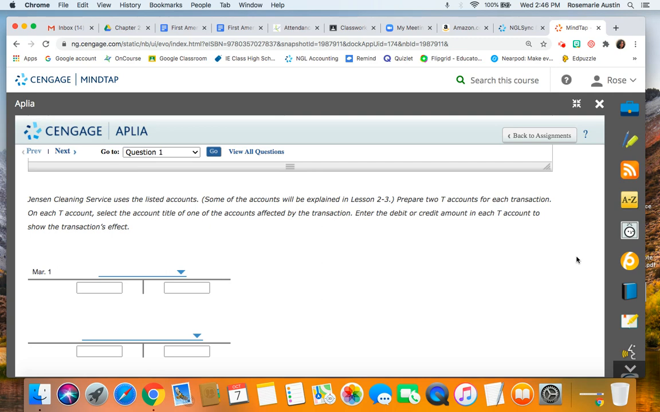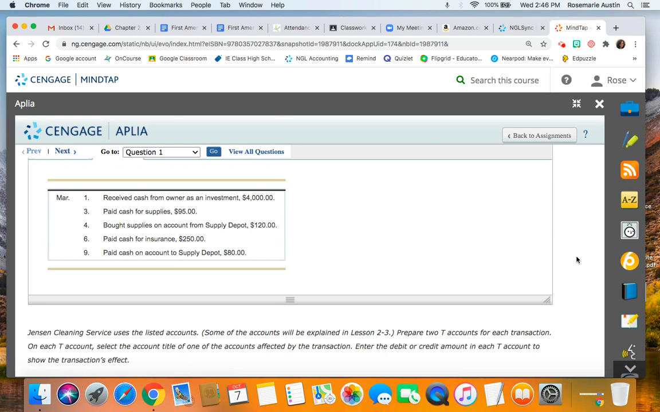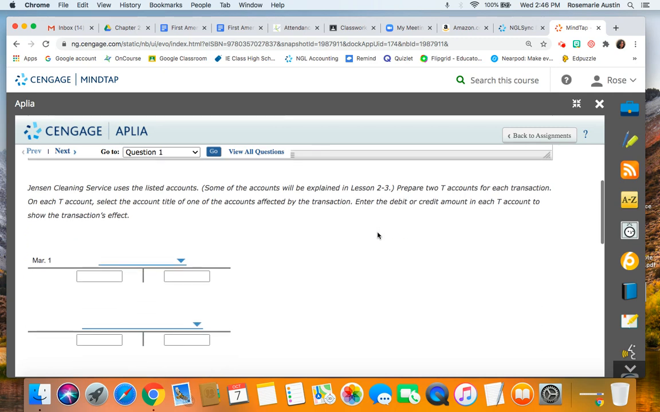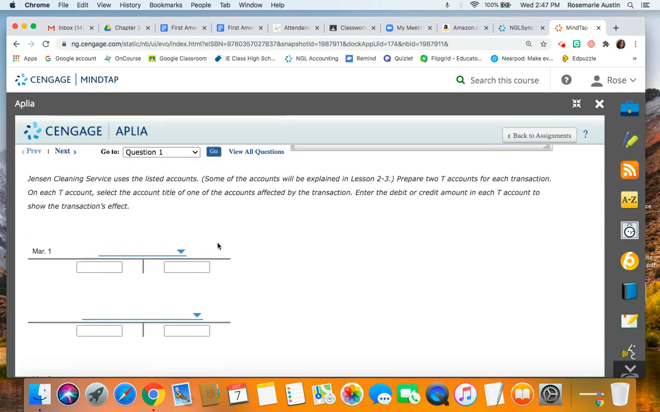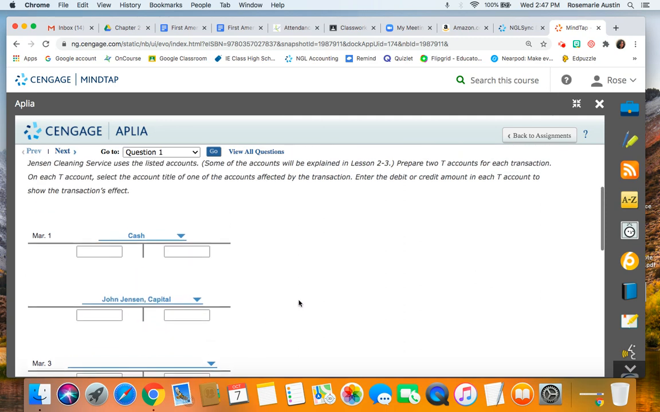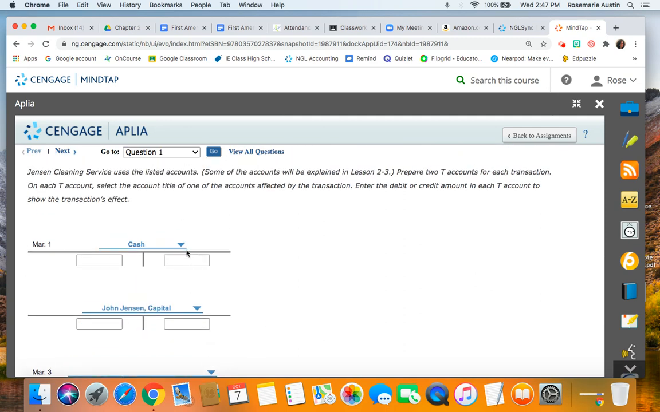All right, let's do the first transaction together so you get an idea of how this looks. Received cash from owner as an investment, $4,000. We've seen that transaction before. That means the owner is investing their personal money into the business. So the 2 accounts affected are cash and the owner's equity account, the owner's capital account. So let's pick those account titles. Cash would be 1. And let's pick John Jensen Capital account, because that's the account that's going to be affected along with cash in this transaction.